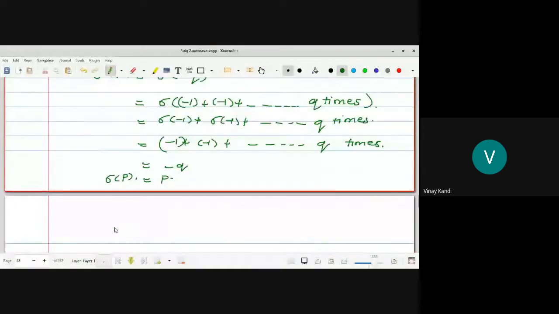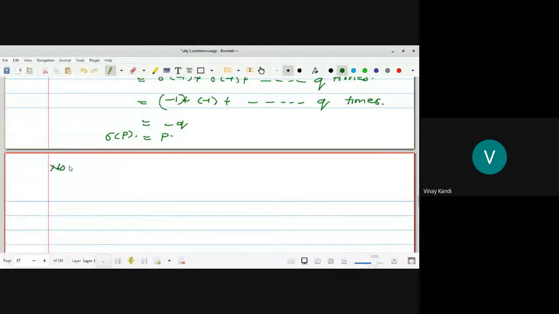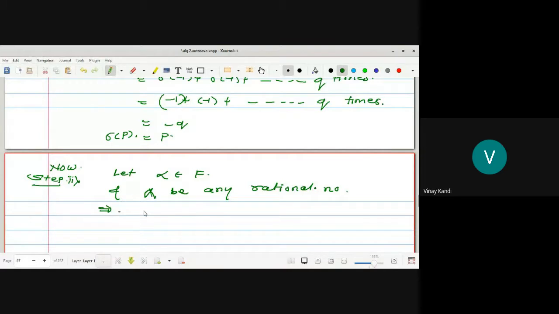Now step number 2. In step number 1, we proved that sigma fixes every integer. Now, let alpha belong to F and alpha be any rational number. That implies alpha must be equal to m upon n, where m and n are integers and n is not equal to 0.